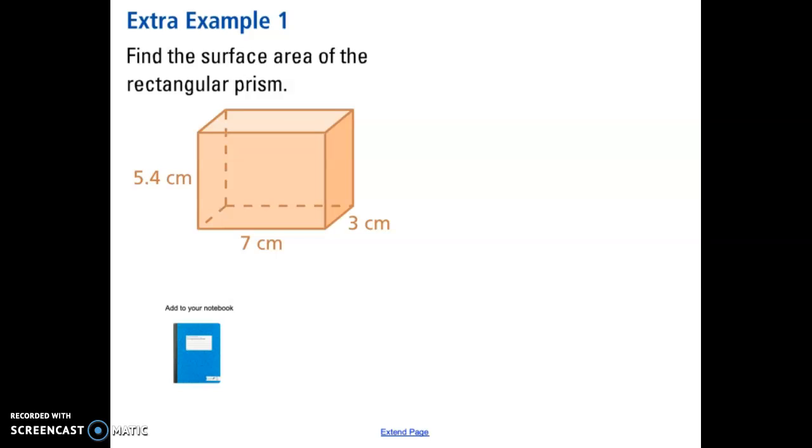All right, I'm going to give you some more examples. Go ahead and write these in your notebooks and calculate them. Pause the video and then check your work.